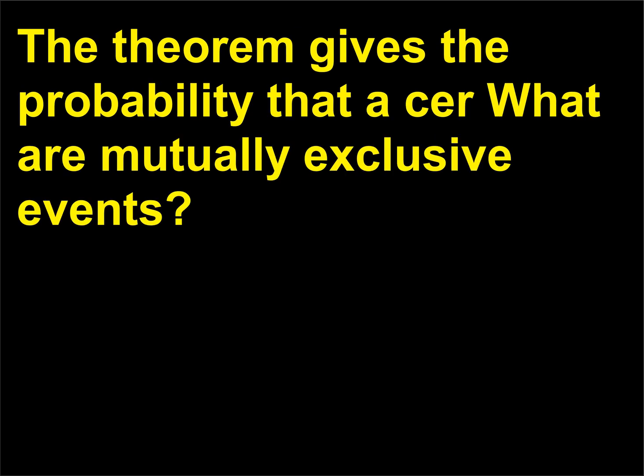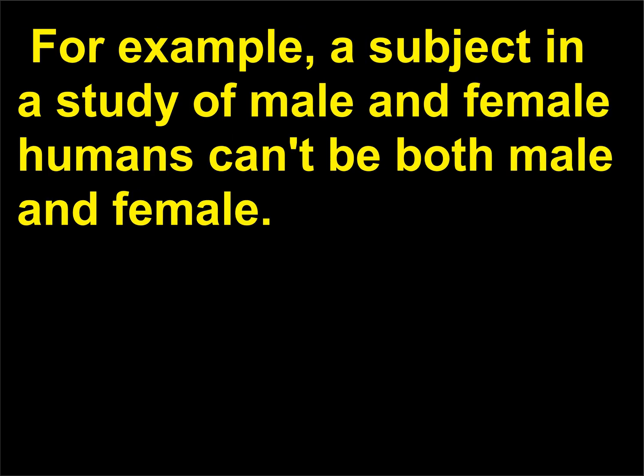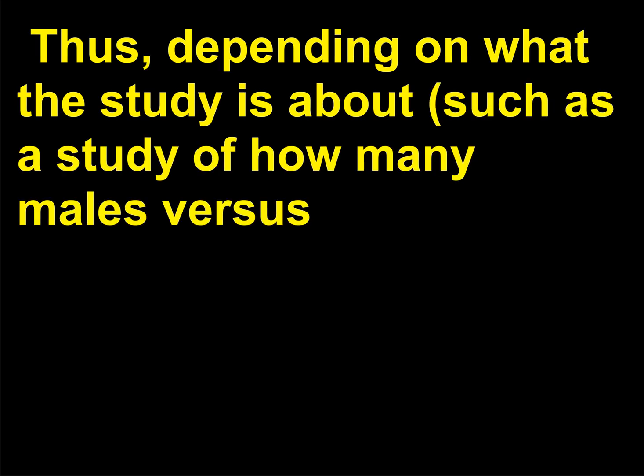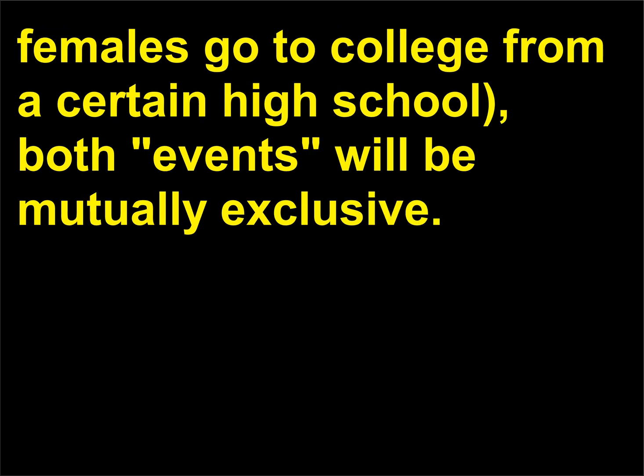The theorem gives the probability that a pair are mutually exclusive events. Mutually exclusive events are those that are impossible to occur together. For example, a subject in a study of male and female humans can't be both male and female. Males are males, females are females. Thus, depending on what the study is about, such as a study of how many males versus females go to college from a certain high school, both events will be mutually exclusive.